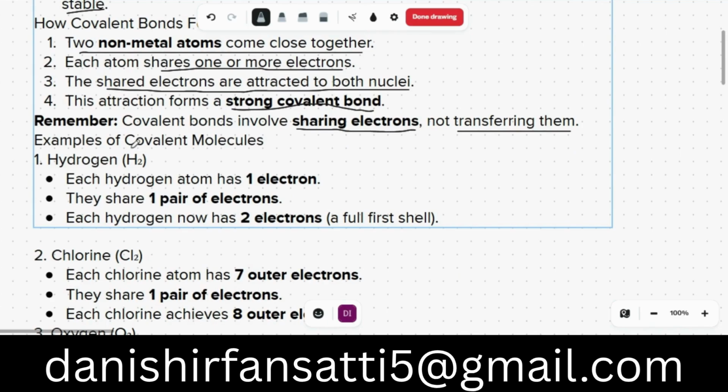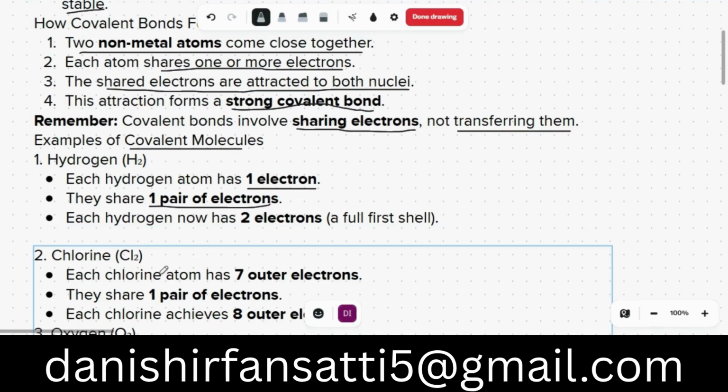So an example of a covalent molecule is hydrogen. Each hydrogen atom has one electron. They share one pair of electrons. Each hydrogen now has two electrons in the first shell.